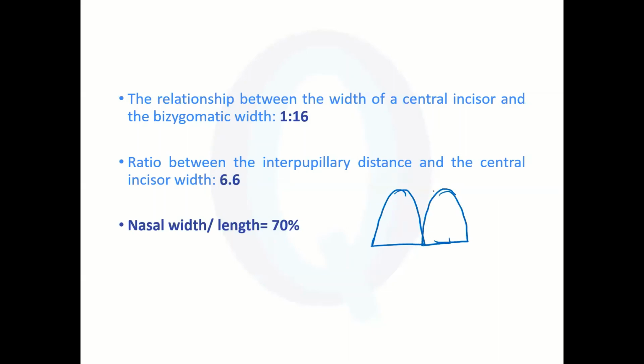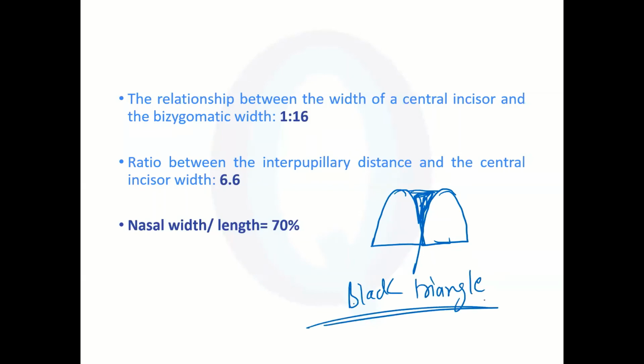So what happens is, there is a space here, which is called a black triangle. In that case, you have to treat this black triangle. So when there is a contact point, then there is a problem called black triangle, this area. So you need to correct it. You need to treat this black triangle.